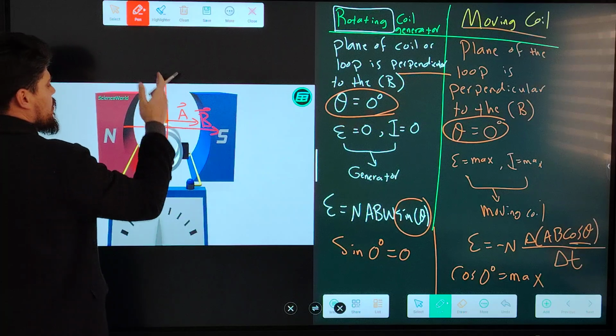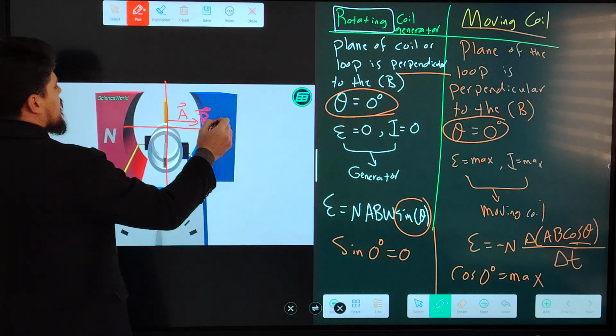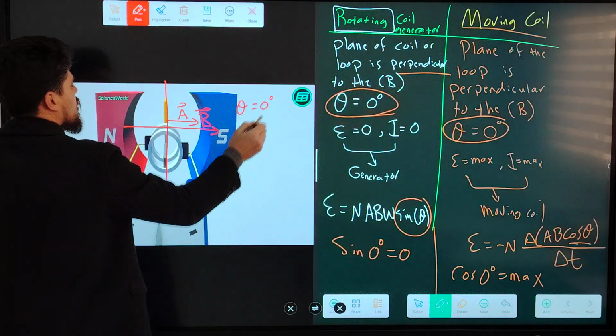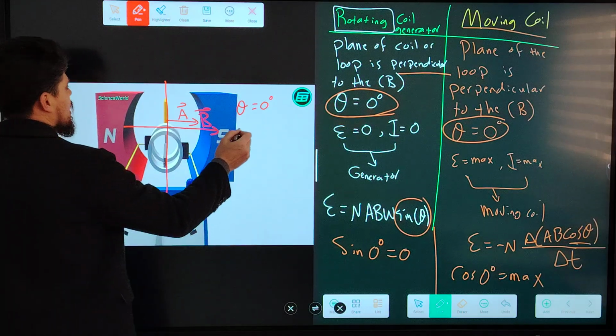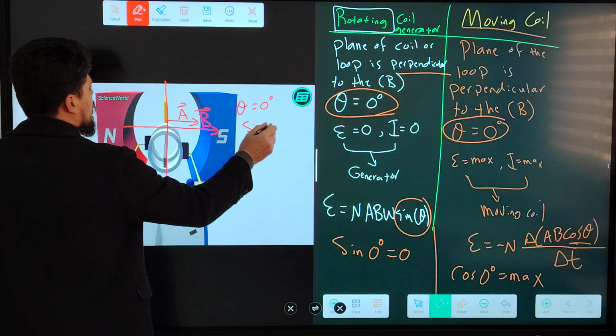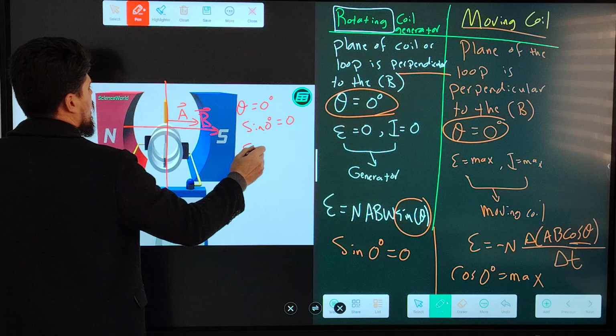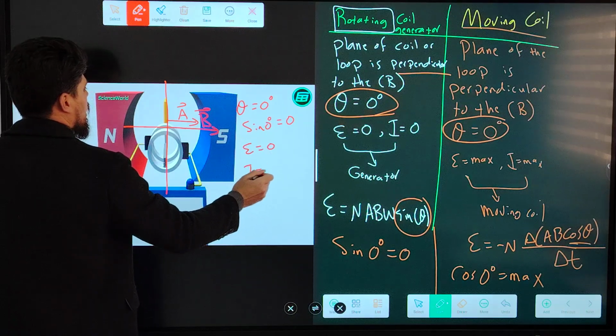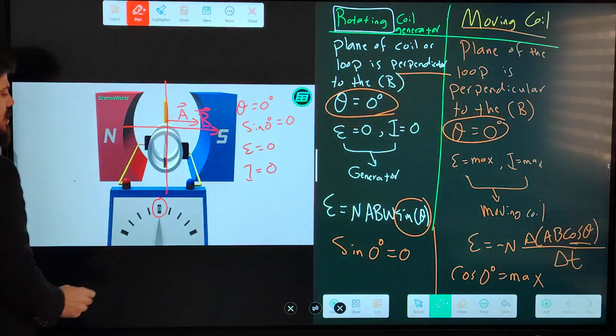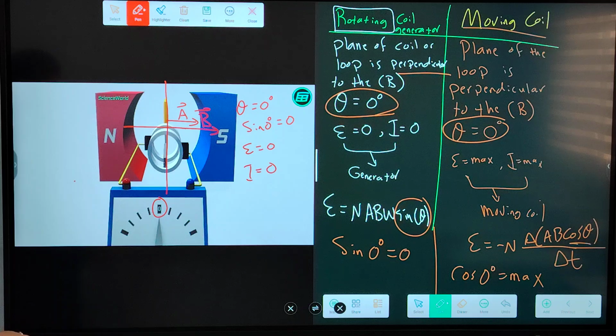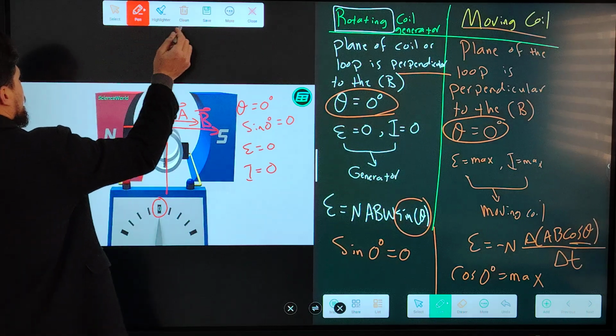What is the angle between A and B when the plane of the loop is perpendicular? It is equal to 0. When the angle is 0, sine 0 is 0. EMF is 0, current is 0. The deflection of the needle is located at 0. Okay?